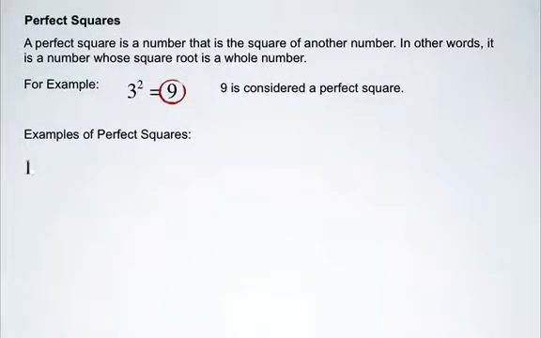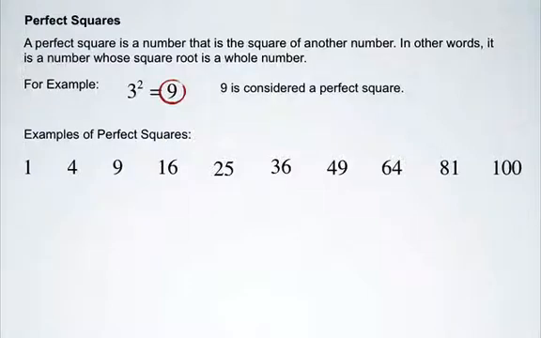Examples of other perfect squares are 1, 4, 9, 16, 25, 36, 49, 64, 81, 100. All of these numbers have square roots that are a whole number. The square root of 1 is 1. The square root of 4 is 2. The square root of 9 is 3. The square root of 16 is 4, and so on.